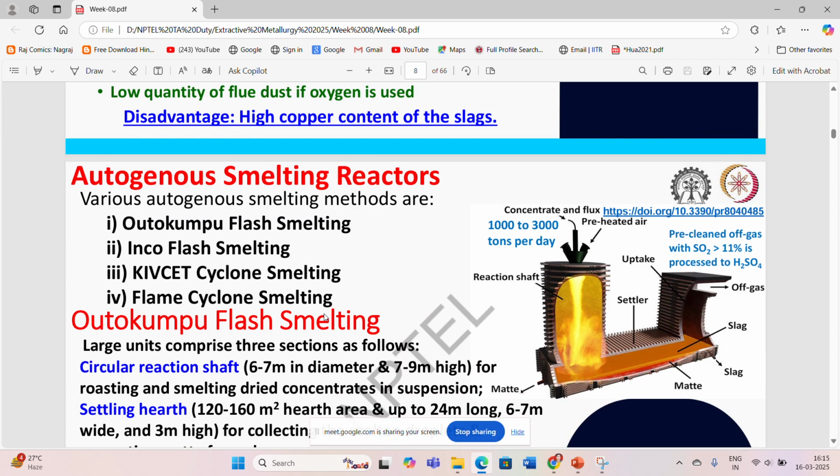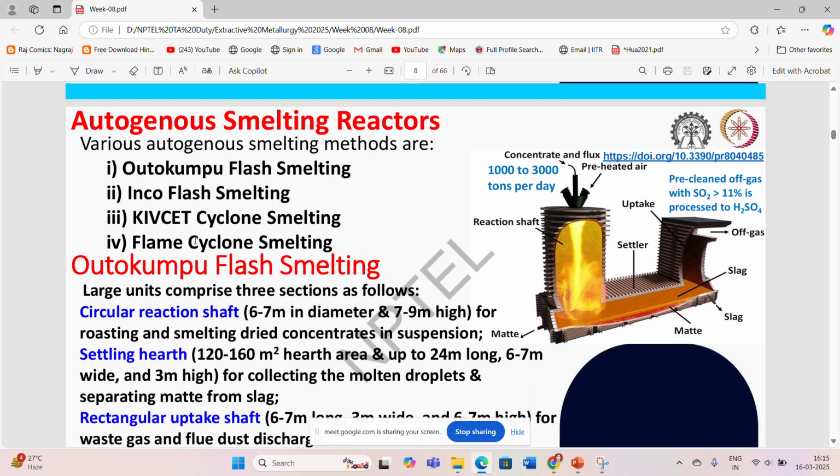And then, there are various autogenous smelting methods which the companies are using nowadays for the production of copper metal. One is the Outokumpu flash smelting process, which was developed by a Finnish company.